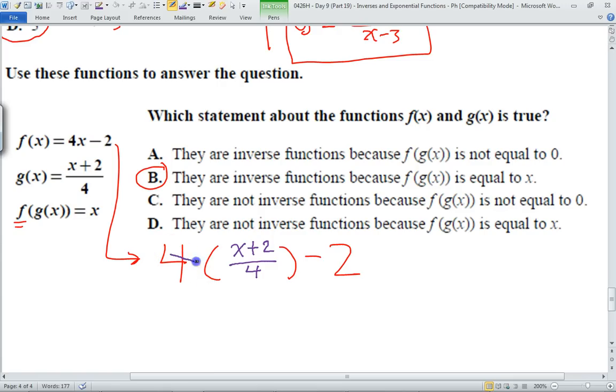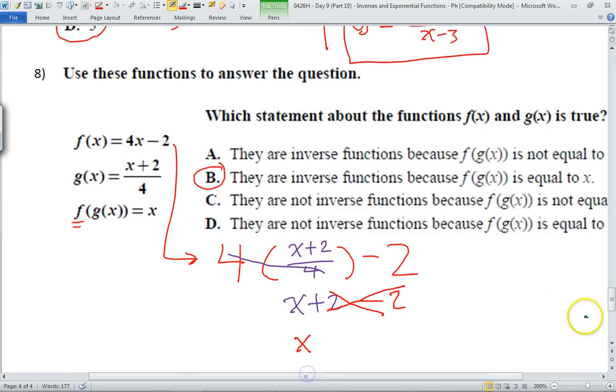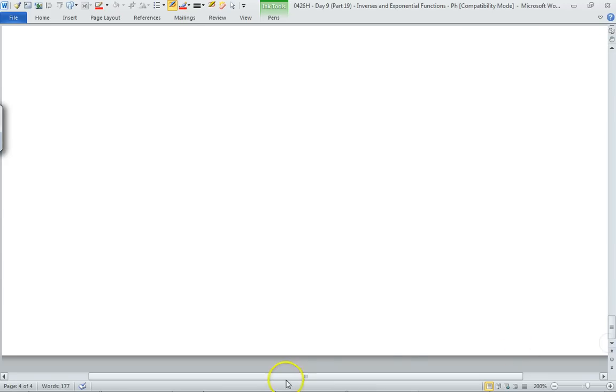Now, these two 4's are going to cancel each other out. So that's going to leave x plus 2 from the numerator here. Then I just have to bring down the minus 2 from right here. But of course then the plus 2 and the minus 2 will cancel each other out, and I have x. So this was true. I do get x when I plug g inside of f, and so they are inverses because of it. The answer is B. Okay, so that was number 8. And it looks like that was the end of the lesson.